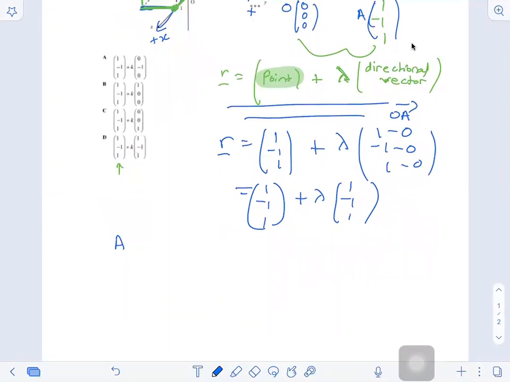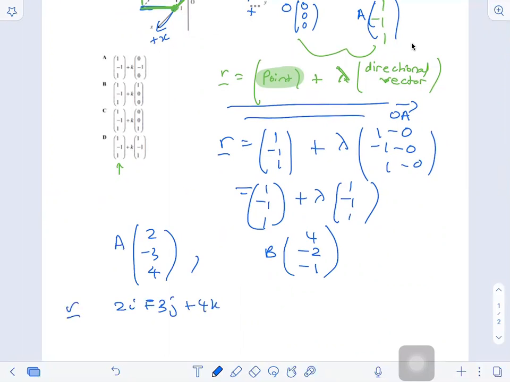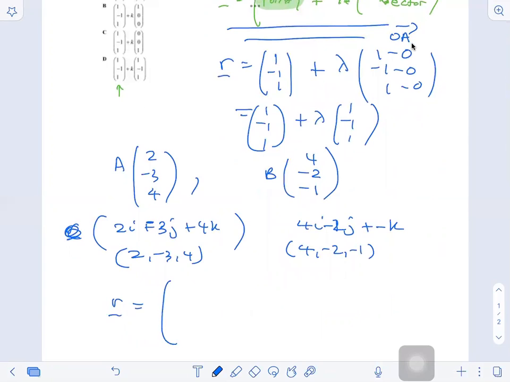So in general, if you have a point, say 2, minus 3, 4, and another point, which is 4, minus 2, minus 1. Note it could also be written like this: 2i minus 3j plus 4k. That would be 1 point, A, and the other you could write as 4i minus 2j minus k. That's in component form, or 4, minus 2, minus 1. Okay, so R will be a point. Now you could choose either point. So let's choose 2, minus 3, 4. The reason that it all works out is that it's all trapped in that lambda, that parameter.